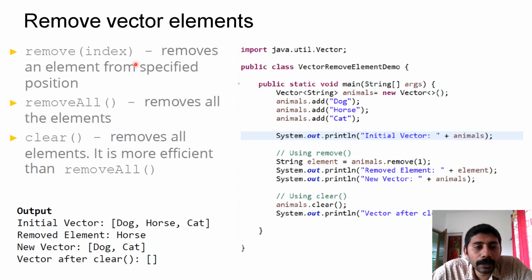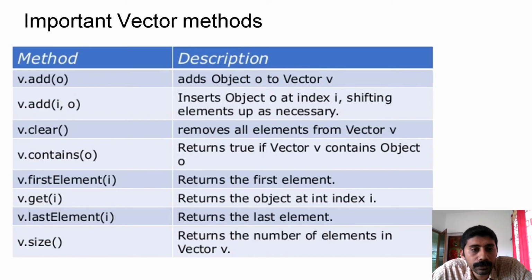Now, how to remove elements from a vector? There is a remove method, removeAll method, and clear method. The removeAll method removes the specified elements. The clear method removes all the elements. It is more efficient than removeAll. In terms of performance, the clear method is better than removeAll. Here we are creating our animals vector. Now I am removing elements using the remove method. Using the clear method, I am removing everything. So this is how you have to remove.